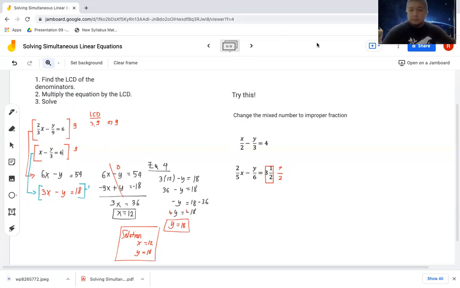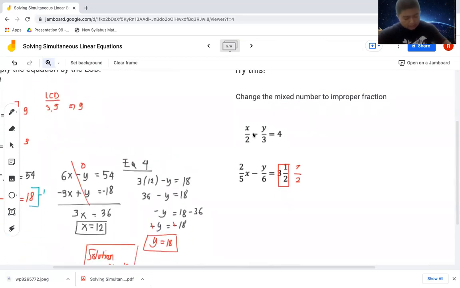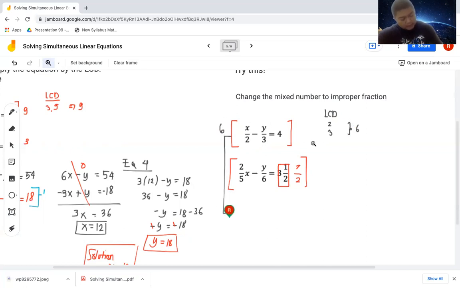So now, as you can see, we are going to change these equations in such a way that we will be having whole numbers for the terms. So we are going to get the LCD of 2 and 3, and we know that the LCD of 2 and 3 is 6. So that means we are going to multiply both equations by 6. So this one will give us 3x, this one will give us minus 2y, and this one will give us 24.